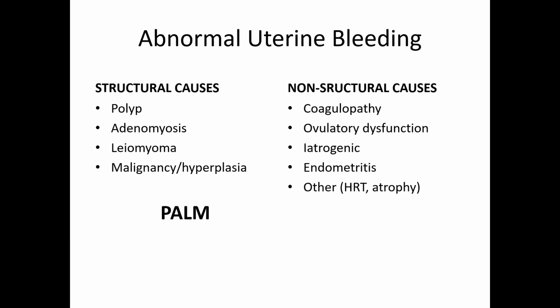So we talked about abnormal uterine bleeding. Again, understanding most of the time that's going to be the history. And there are many causes for abnormal bleeding. Structural causes, that's something that we can see on a slide. So for example, polyps, adenomyosis, leiomyoma, or malignancy or hyperplasia.